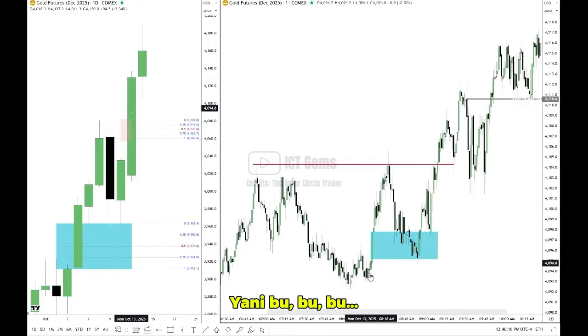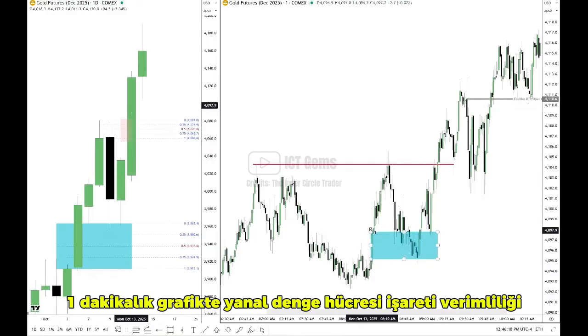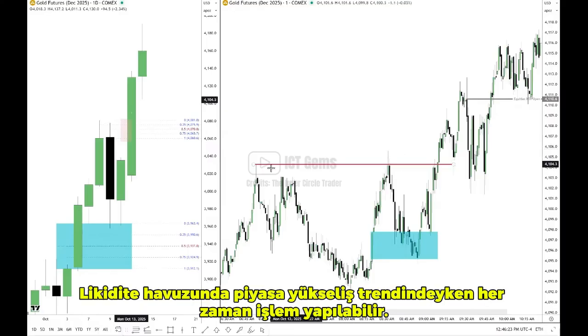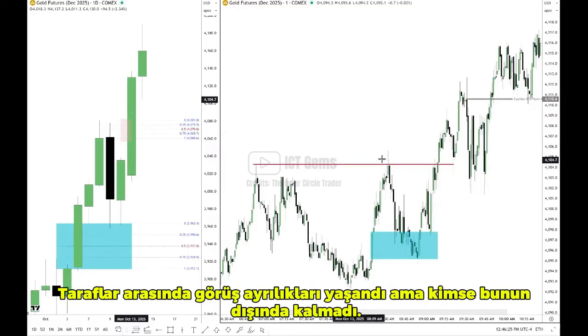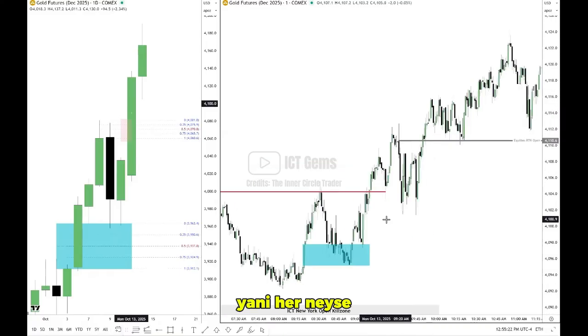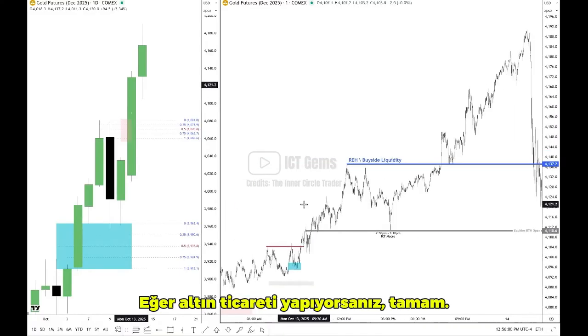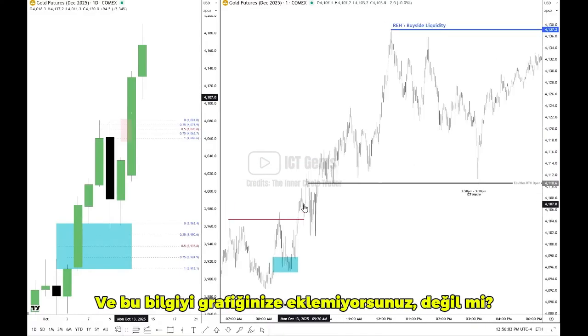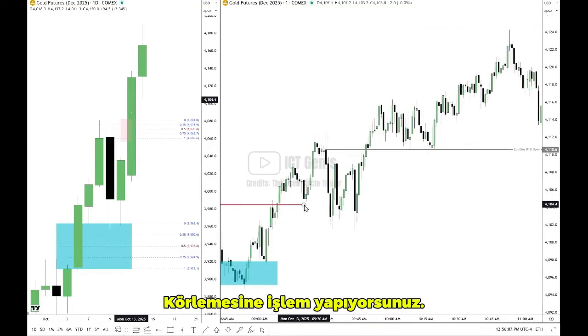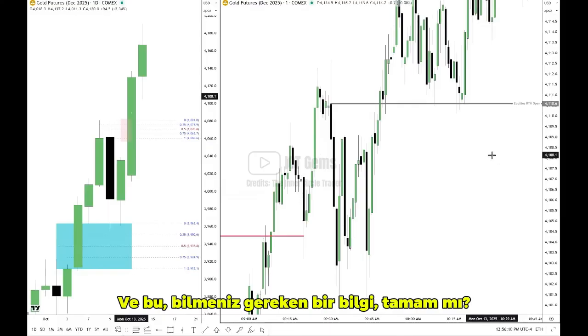So this is that buy side imbalance, sell side efficiency on the 1 minute chart. So unfinished business, in your notes: anytime a liquidity pool, when it's bullish, if buy side's been taken but no body's been left above it, it's unfinished. Expect it to come back for it again. So anyway, if you are a gold trader, okay, and you don't put this information on your chart, you're trading blind, and it's information that you need to have.